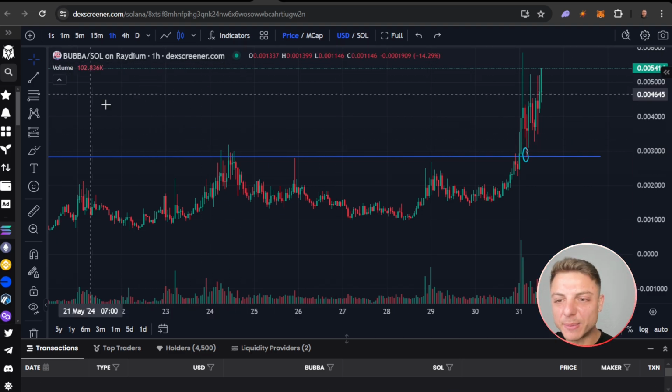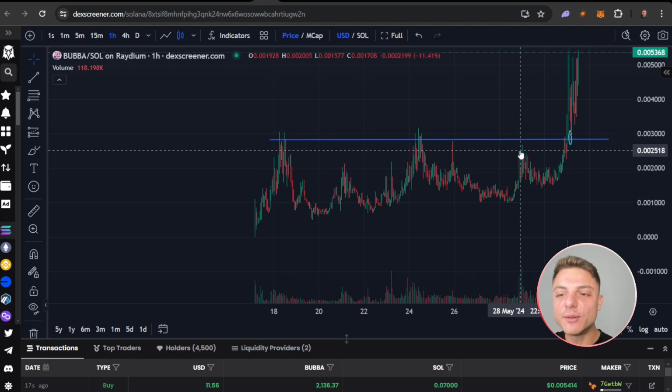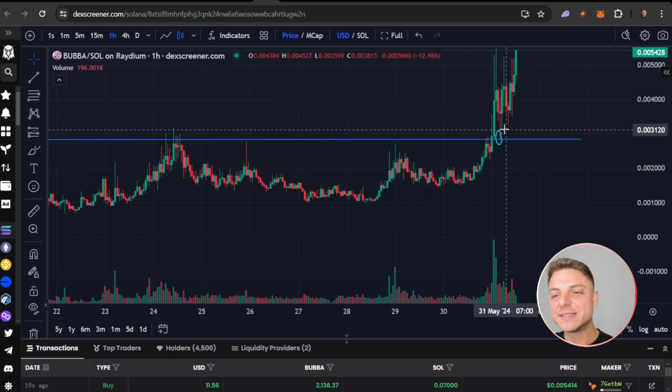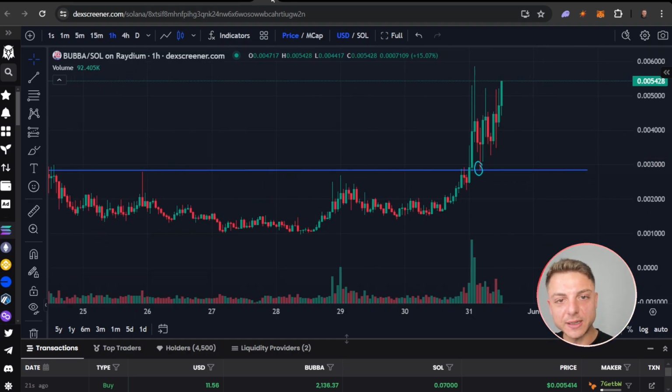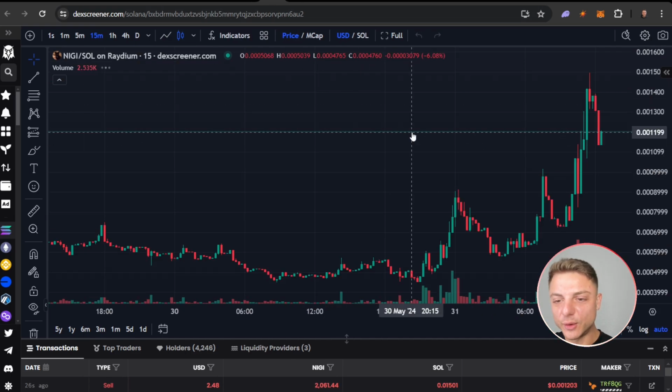I was actually looking at Bubba the other day, as you would have seen in one of the last videos, we're up in this level. I was saying that when we got the breakthrough, so I've been watching these coins, absolutely love it. Although we're a little bit too late, it's unfortunate. We can keep moving on to the next trade.